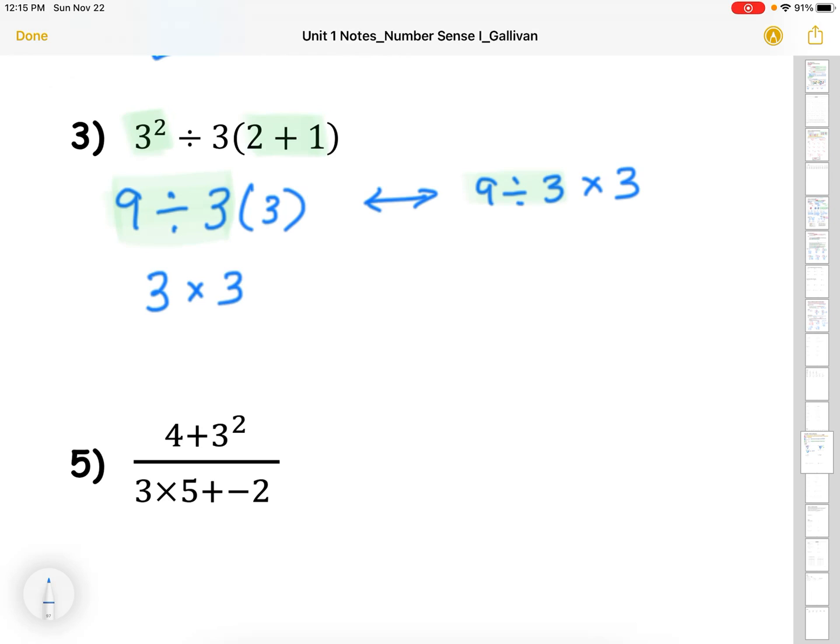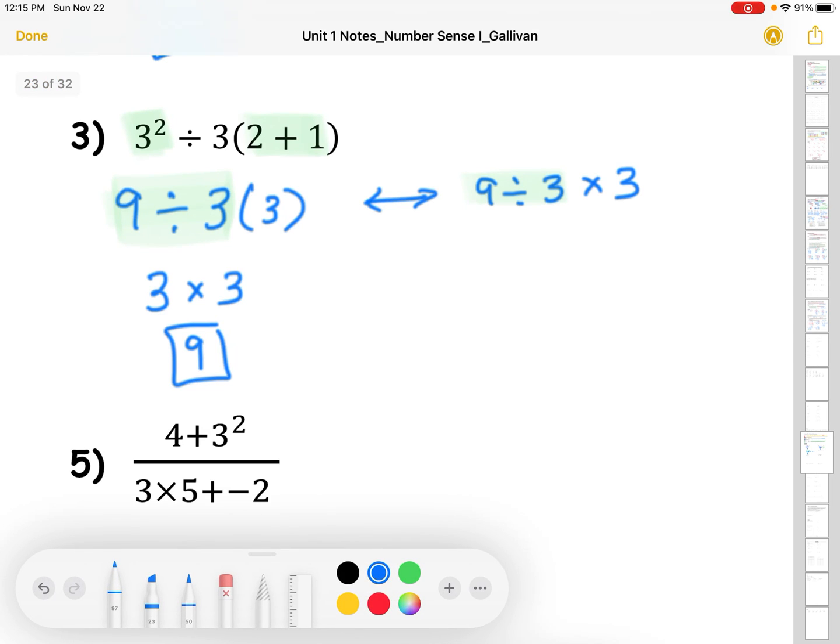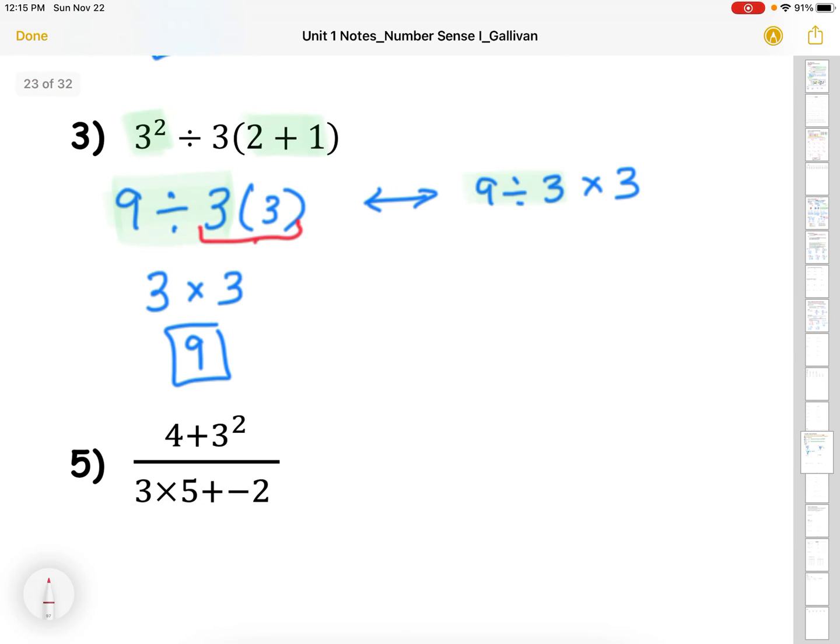3 times 3, I can do that, is 9. If we didn't do that and we multiplied first, we would get 9 divided by 9, which equals 1, which is not the correct answer. So be really careful, folks, when you see things like this. It is the equivalent of that. It's a very different bracket than a bracket that is around operations.